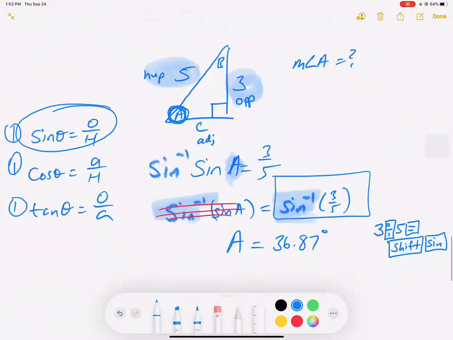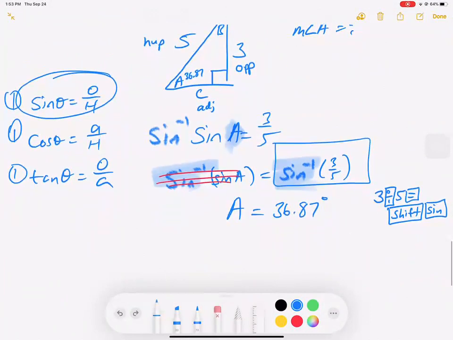So we know now, let me clean up some of the stuff. We know that angle A is 36.87. Hey, we have two angles now. You can find the third because all angles inside a triangle always add up to become 180. So we can say 180 minus 90 minus 36.87. That's going to give me 53.13 degrees. Okay, so we know the other angle now.